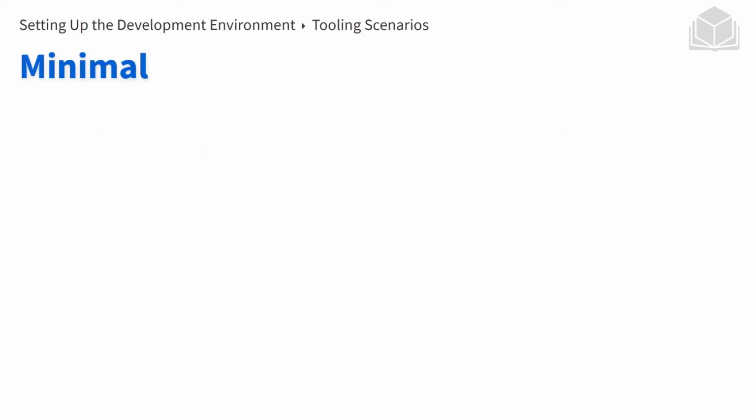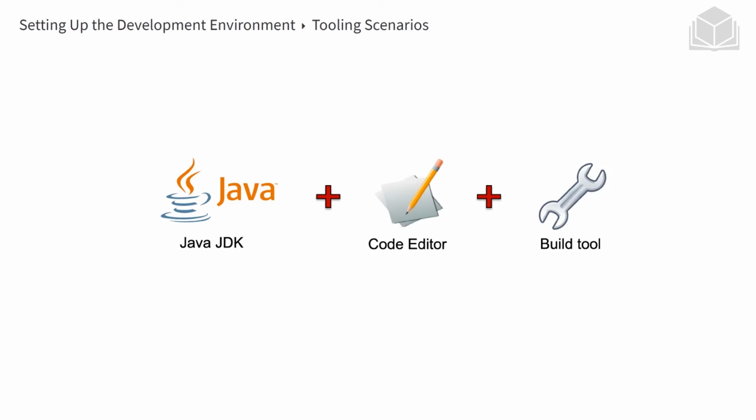So let's talk about some of our tooling scenarios. We can start off here with the minimal. You just need a JDK. You can use your favorite text editor and then a build tool like Ant or Maven. Pretty simple. That's pretty much all you need.